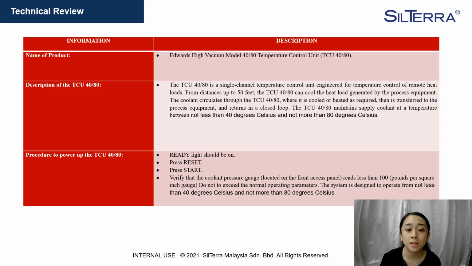Then we press the reset. The third one is press to start, and the last one is verify that the coolant pressure gauge located on the front access panel reads less than 100 pounds per square inch gauge, not to exceed the normal operating parameters. The system is designed to operate from not less than 40 degrees Celsius and not more than 80 degrees Celsius.